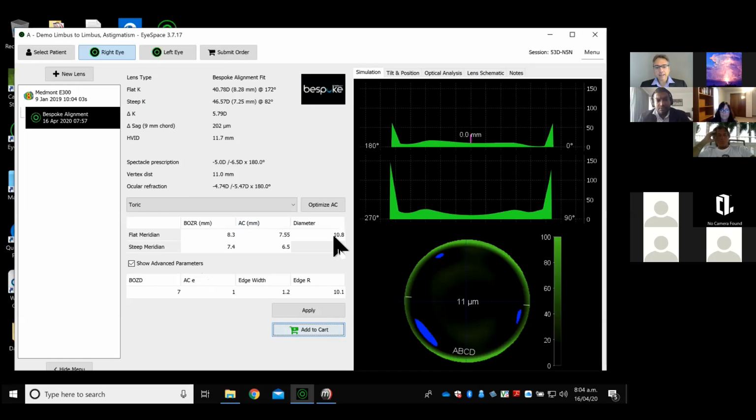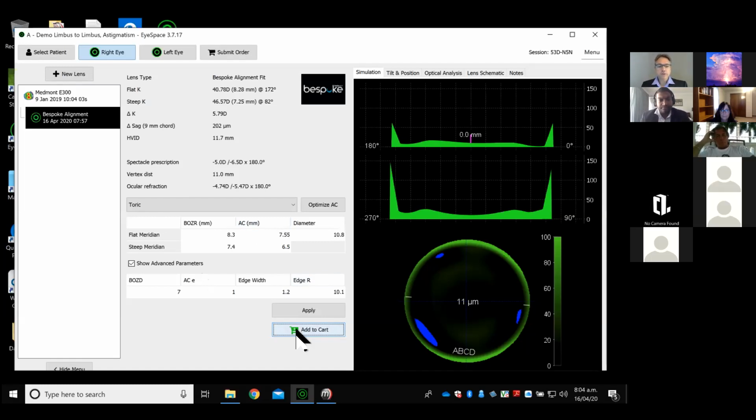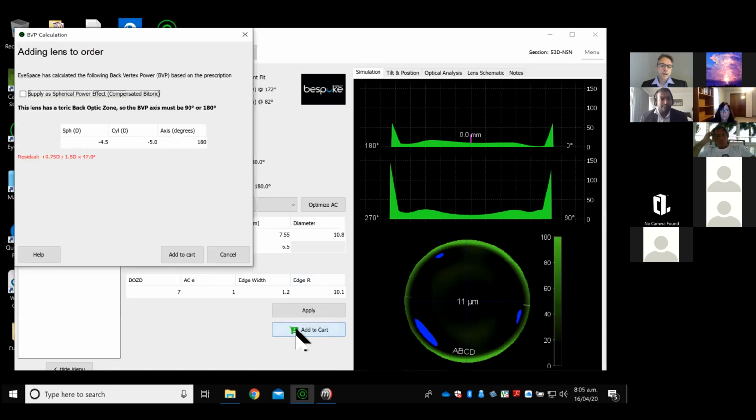So by design, we have a fully functional back toric. Now, if you're dealing with back torics, you'll know doing the calculation for the back vertex power can be cumbersome. iSpace has streamlined that process for you as well. So if you click Add to Cart, what you'll see is the software analyzed the data and it determined the most optimal back vertex power for that lens.